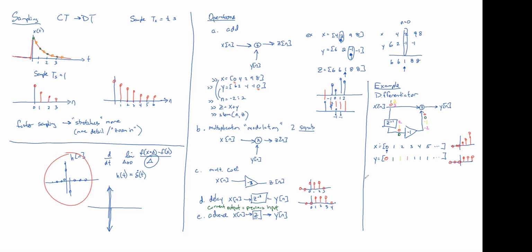There's one last device, one last system, and it's called downsampling. In downsampling, we have an input, and it goes into a downsampler by M. It's easiest to show what a downsampler does with an example. Let's say we've got a signal that looks like this, and we feed it into something that downsamples by 2.